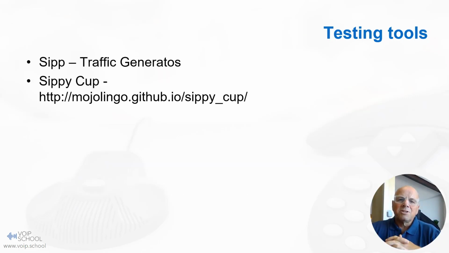For testing Asterisk PBX systems, two key tools are SIPp, which is a traffic generator, and SIPcup, an open source test suite available at Mojolingo. These tools allow you to simulate real-world call scenarios and load conditions to thoroughly evaluate the performance and functionality of your Asterisk setup before deploying in a production environment.